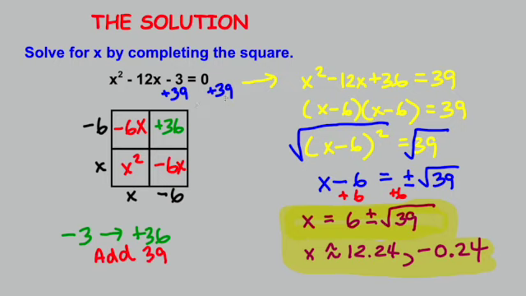So I added 39 to both sides. Over here in the yellow, I got x squared minus 12x plus 36 is 39. I wrote it as x minus 6 quantity squared equals 39. Square rooted both sides, added 6. And so the exact answer is 6 plus or minus the square root of 39. And if you put it into your calculator, you should get the approximate answers of 12.24, and the other one would be negative 0.24.